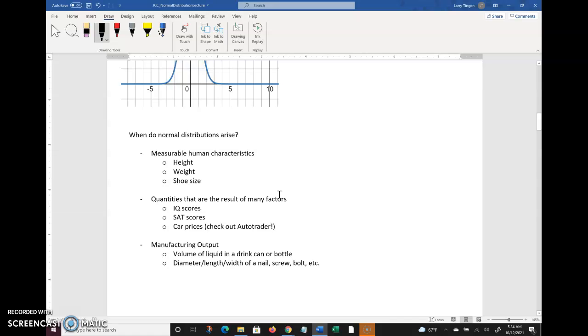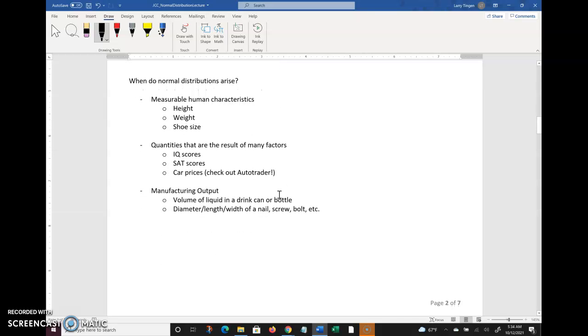And the last thing is manufacturing output. For instance, if you're working at a Coca-Cola plant and you're filling up the cans, say 355 milliliters. Well, not every can is going to have exactly 355 milliliters. There's going to be some variation. Same thing with any kind of manufacturing process. Even mechanized is going to have some natural variation. Now, the mechanized is going to have a lot less variation, but there still will be some, because every can that comes off the line at Coke does not have exactly 355 milliliters.